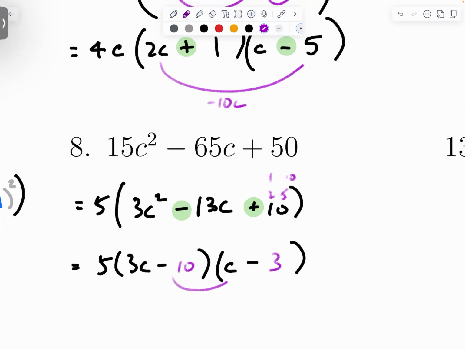Because why? Negative 10c. And then, oh no. Oh, I'm sorry, my bad. Why am I putting a 3 right here? That's stupid. It's a 1. 1 times 10, right? Sorry. Negative 10c and then negative 3c. That's how you get negative 13c. Okay?